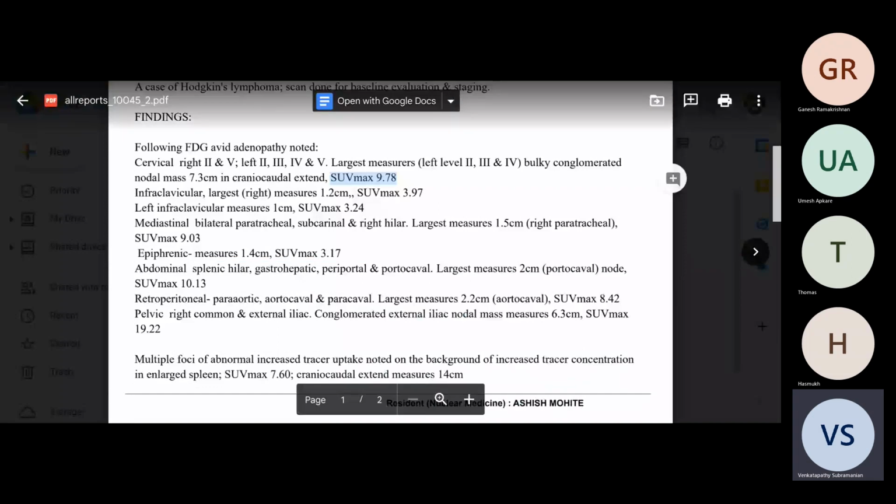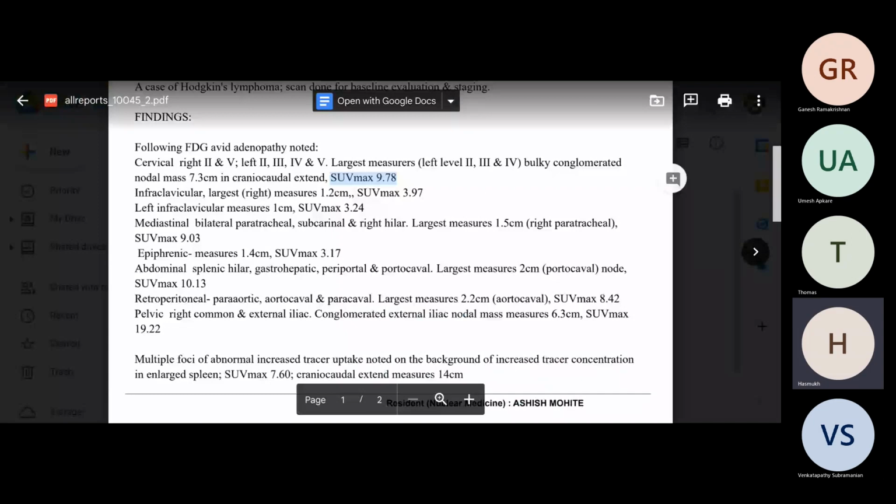So what I would do is I'll try to fix a separate meeting with Dr. Ashish so that I can go through the images and see how he sees them. For example, I don't know what could be the highest SUV value. Yeah. So here it is 19. Yeah. So that could vary.